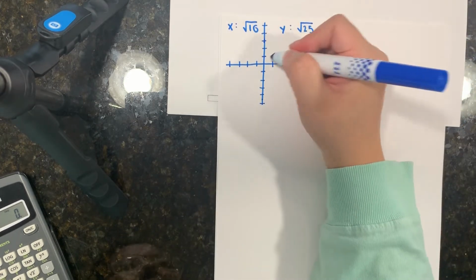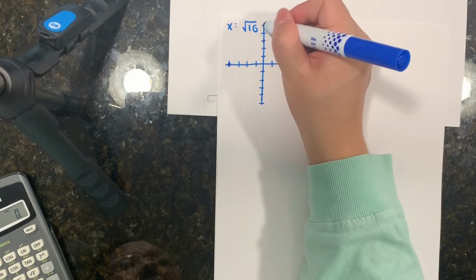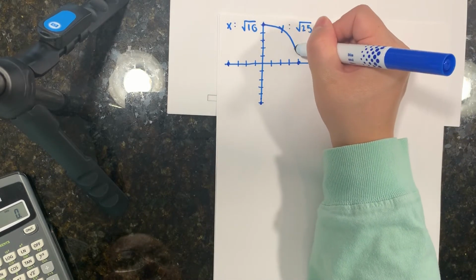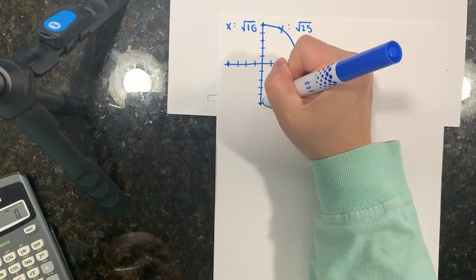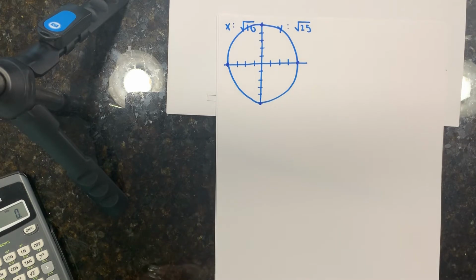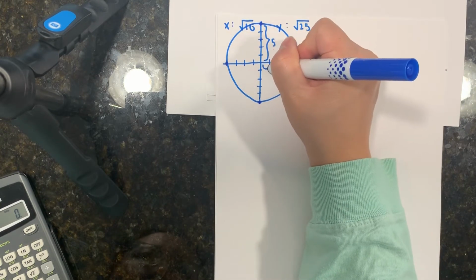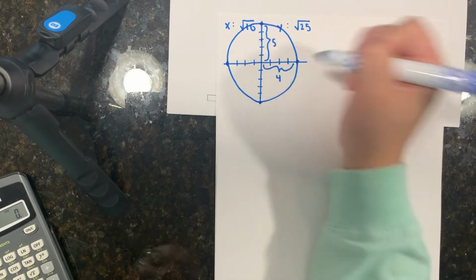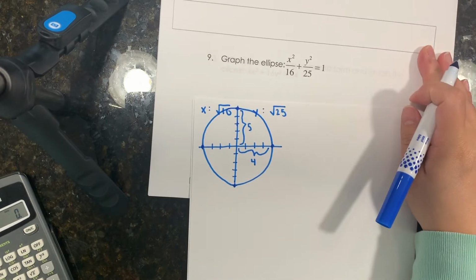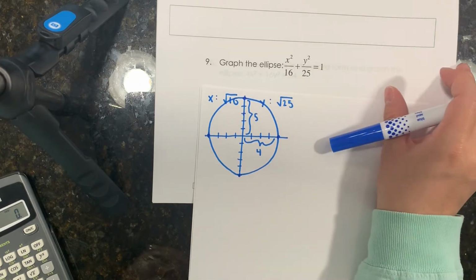So the square root of 16 is 4. So away from the origin, I'm going to go 4 spaces. Square root of 25 is 5, so I'm going to go 5 spaces away. And then all you have to do is connect the dots. Mine looks kind of like a circle because it's not a very good ellipse. But this would be 5, and then this would be 4. You would have to have it in this format in order to be able to graph that ellipse.